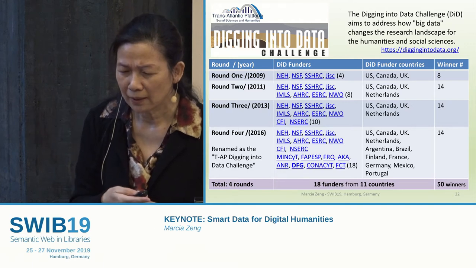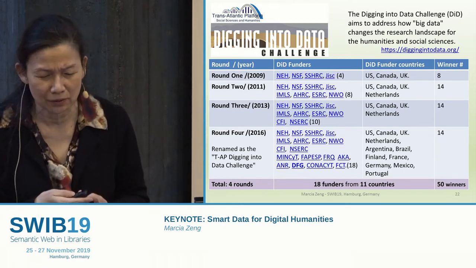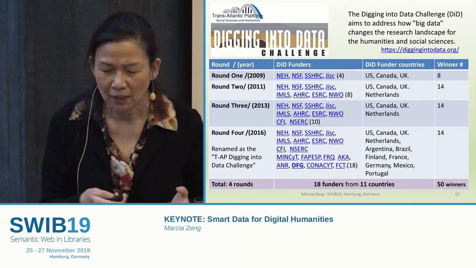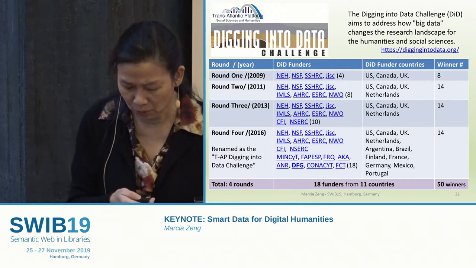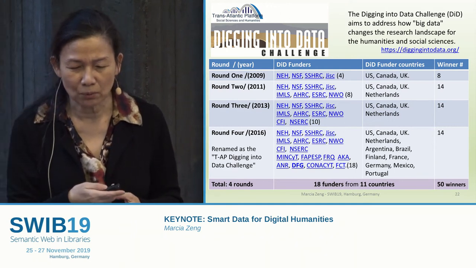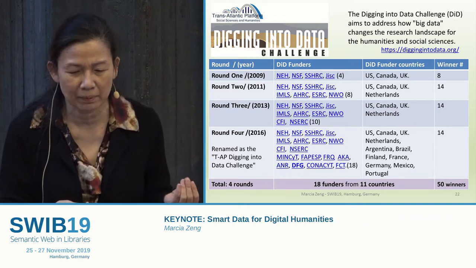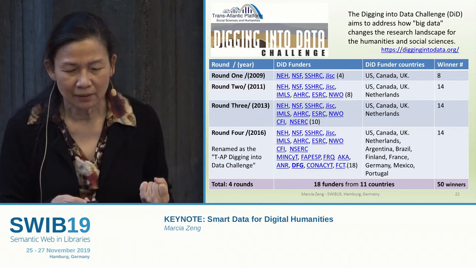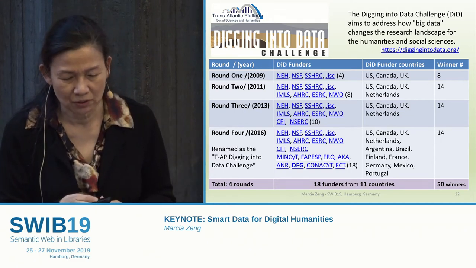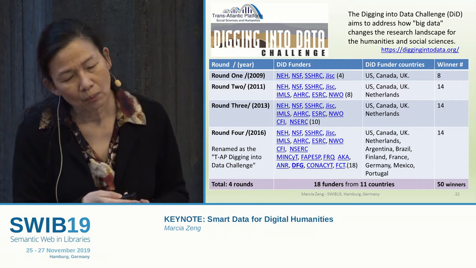Another way I want to check is the recent years' funding, from 2009 to the end of 2011, and 2013 and 2016, the competition which gave the awards for the Digging into Data Challenge. This is a call based on how big data changed the landscape of humanities and social sciences. At round four, there are 14 funders from 11 countries, and there are 50 winners. So what are they doing?